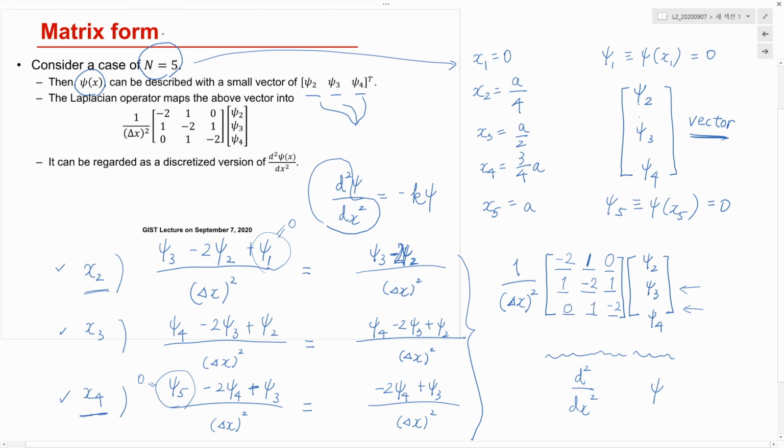Now we are arriving at this position. Laplacian operator maps the above vector into this form. Now this is the correspondence. This is our wave function. This vector, solution vector, is corresponding to our wave function, and this matrix and coefficient is corresponding to our second derivative operator. So it can be regarded as a discretized version of a second order derivative.